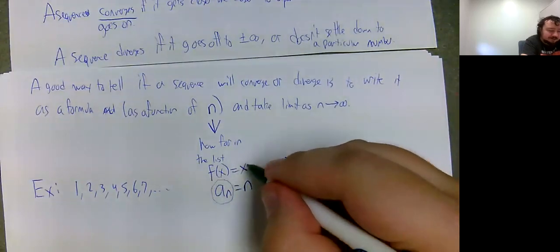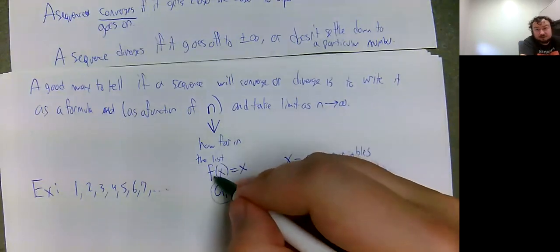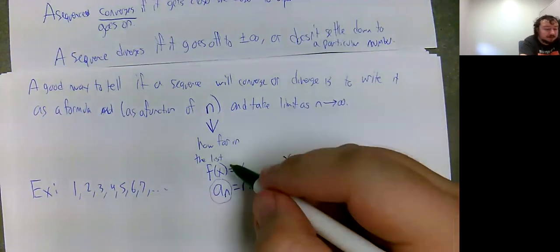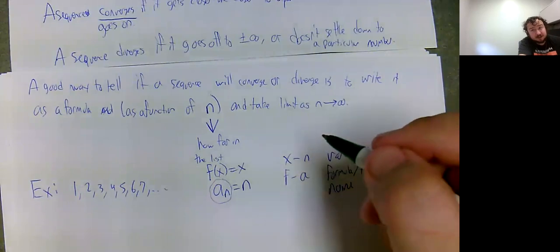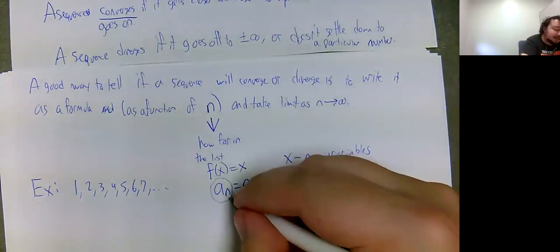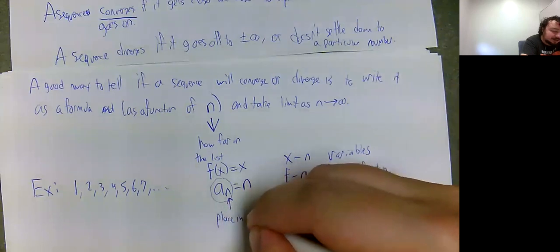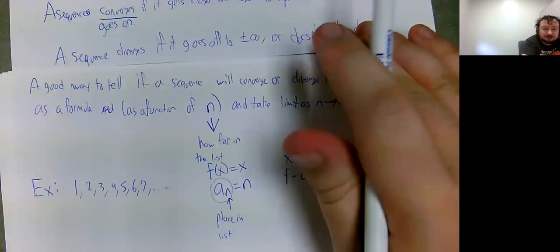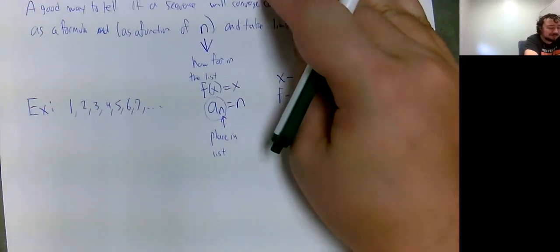So rather than using f of x, we're going to use a sub n. And just like if we already used f, we use g, if we already use a, we use b. Or if I want a different variable like y, then m might be a different variable here. But the key thing is to remember that n is your place in the list. So that's why the formula for this one will be a sub n equals n, because whatever place we are on the list, that's just what the number is going to be.